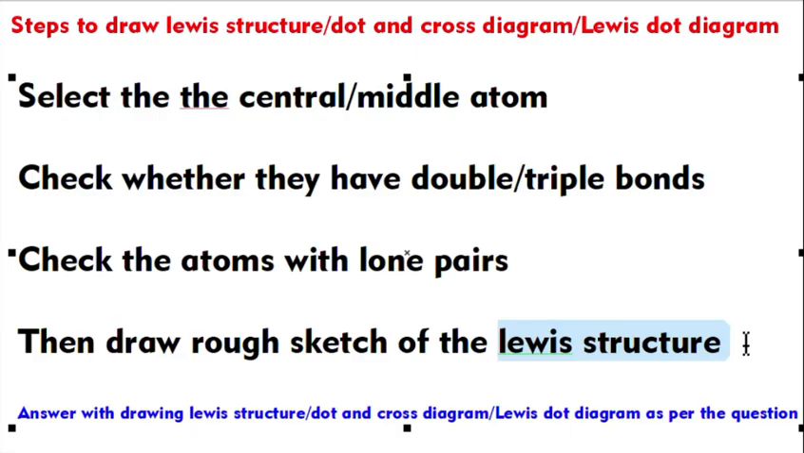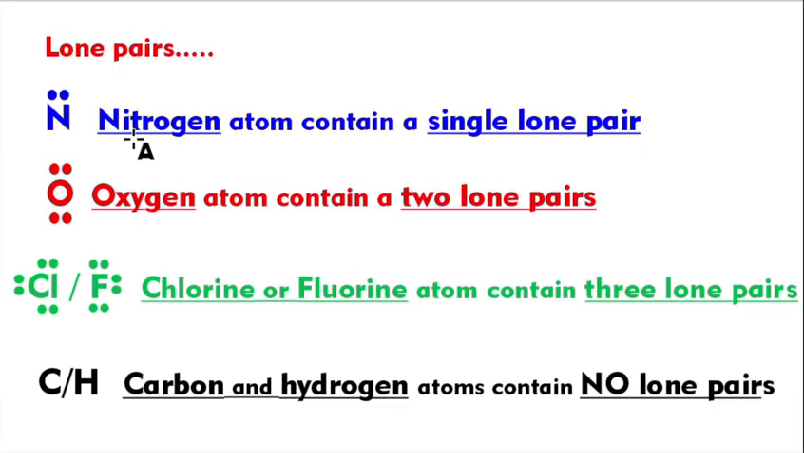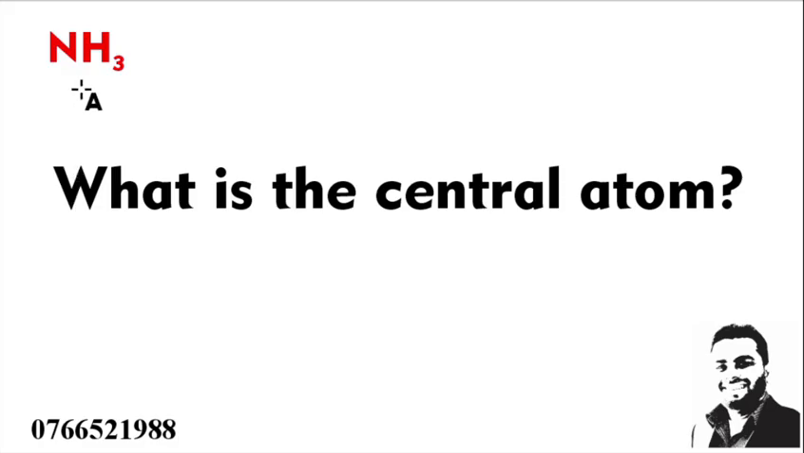එහෙනම් මුලින්ම Lewis structure එක pencil එකෙන් ඇඳලා ඉවර වෙලා, ඊට පස්සේ final answer එක අපි answer sheet එකේ include කරමු. So look at the special bonds. Oxygen double bond, nitrogen triple bond, carbon dioxide two double bonds, and the lone pairs. Nitrogen single lone pair, oxygen two lone pairs, chlorine and fluorine three lone pairs, carbon and hydrogen have no lone pairs.